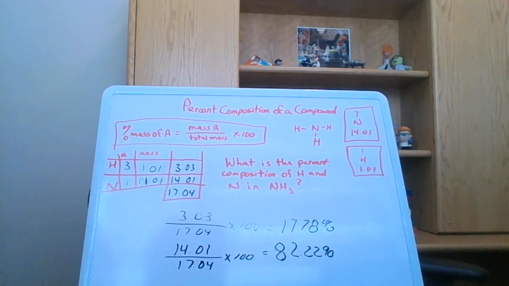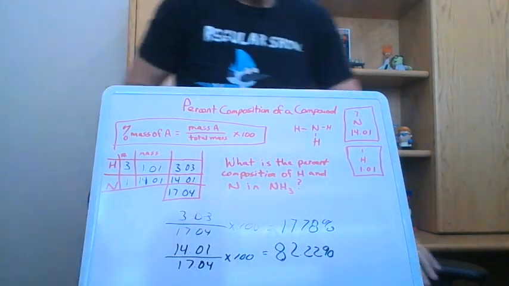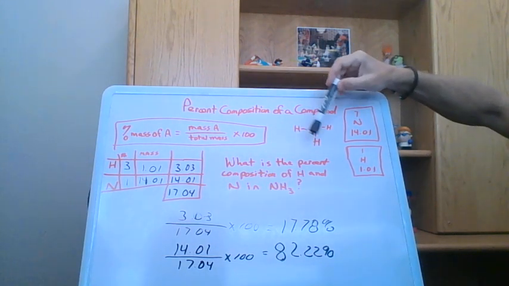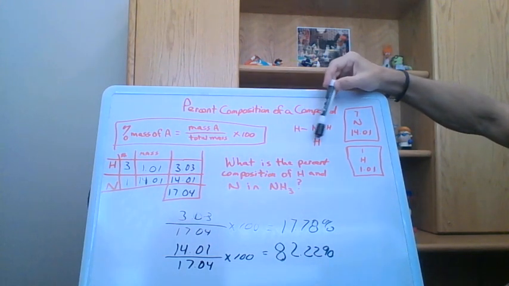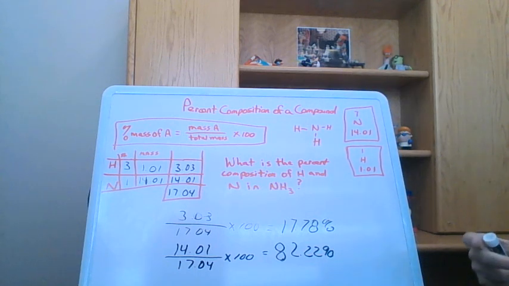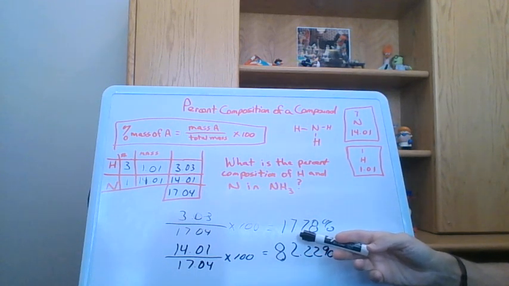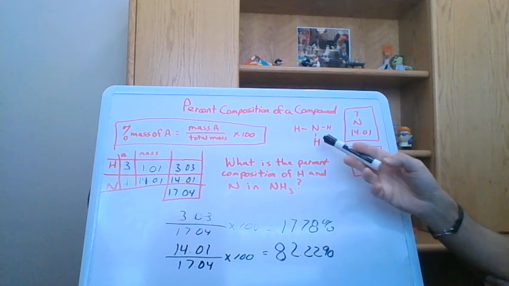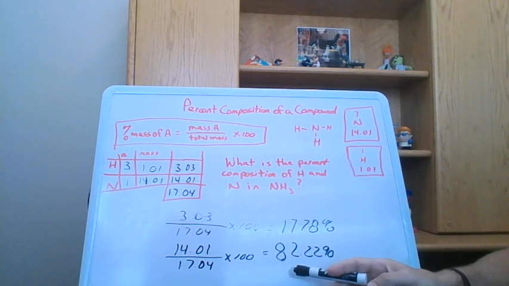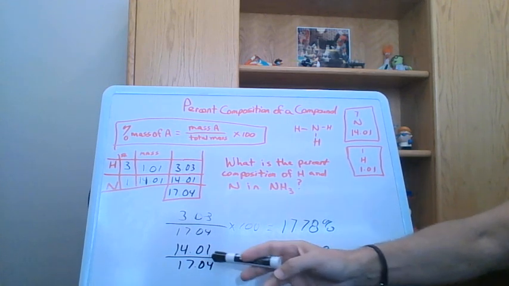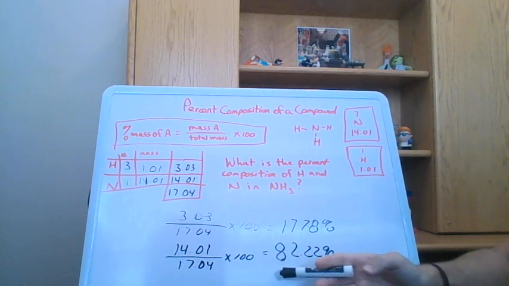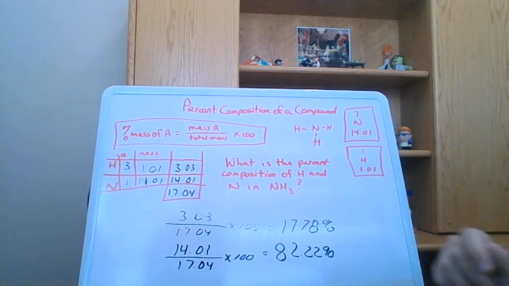Right? And so it's kind of interesting to look at here and think about what we're doing. This ammonia molecule contains 4 hydrogens, but since each hydrogen atom is so light, those 4 hydrogens only contribute about 18% of the mass, and there's only 1 nitrogen, but it's so much heavier. It's almost 14 times heavier than each hydrogen atom. It contributes almost 83% of the mass.